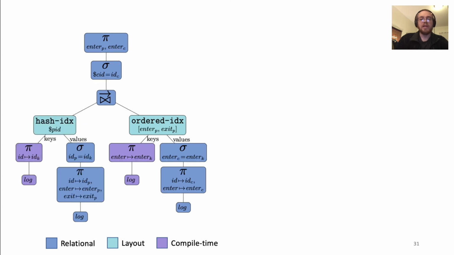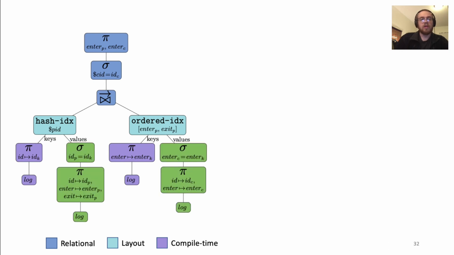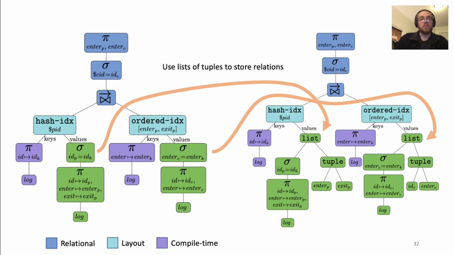And we can see that the hash index has a similar structure to the ordered index. It has a keys relation, which specifies the keys in the index. Then it has a dependent value relation that for every key specifies the corresponding values. At this point, we need to specify exactly how these two values relations will be stored. Note that both are unparameterized, so we have a lot of flexibility with what data structure we'd like to use to store them. In this case, we're going to simply replace both of them with row stores. So we have a rule that takes an unparameterized relational expression and replaces it with a list of tuples.